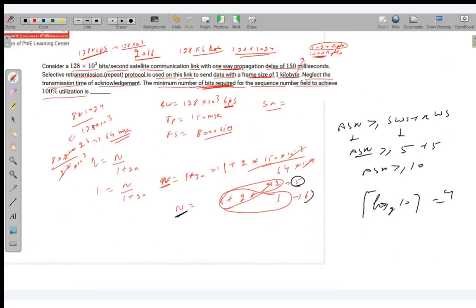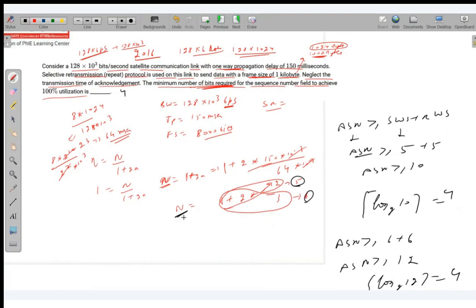But if we take 6, then what will be your answer? Available sequence number should be greater than or equal to 6 plus 6, so greater than or equal to 12. Log base 2 of 12, ceiling function, comes out to be 4 only. Are you getting it now? So both are giving us 4, no problem at all. So the answer is 4, that is for sure.